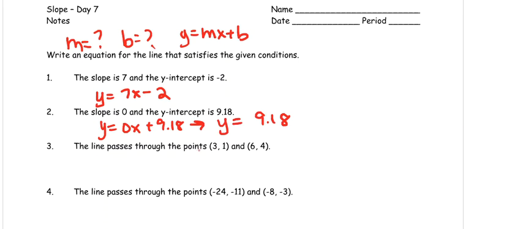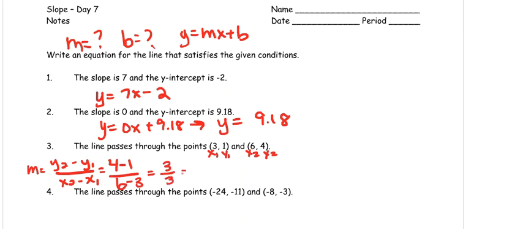The line passes through the points (3, 1) and (6, 4). So how do we find our slope? Well, we have our equation: m equals y2 minus y1 over x2 minus x1. So this is going to be x1, y1, x2, y2. So y2 is 4, so 4 minus y1, which is 1, and 6 minus 3. And that gives you 3 over 3, and 1. So your slope is 1.